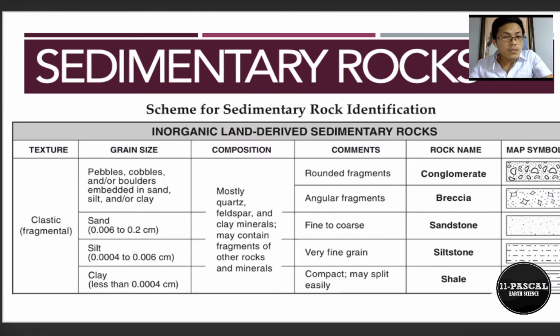So there are different types of sedimentary rocks. According to the scheme for sedimentary rock identification, we have clastic: conglomerate, with rounded fragments. For angular fragments, we have breccia, and then we have sandstone. Then for very fine grain, we have siltstone. When the silt is hardened, the aggregation is formed. Then we have shale, which is compacted clay.